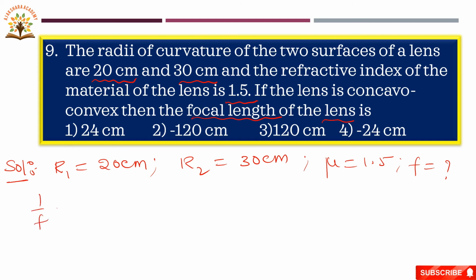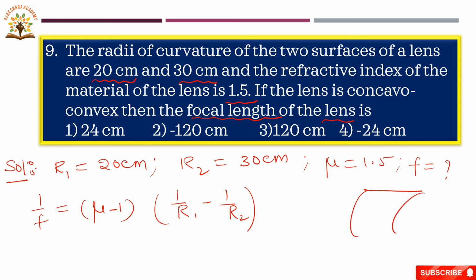So 1 by f is equal to (mu minus 1) of (1 by R1 minus 1 by R2). This is a lens, one is a concavo-convex lens. This is a concavo-convex lens. This is the concave side, and this is the convex side.